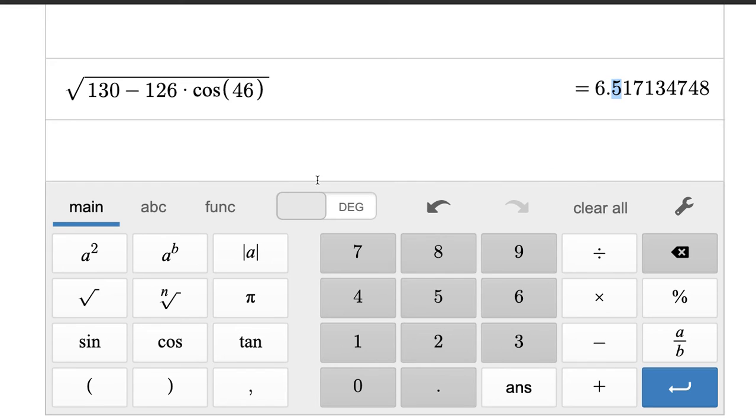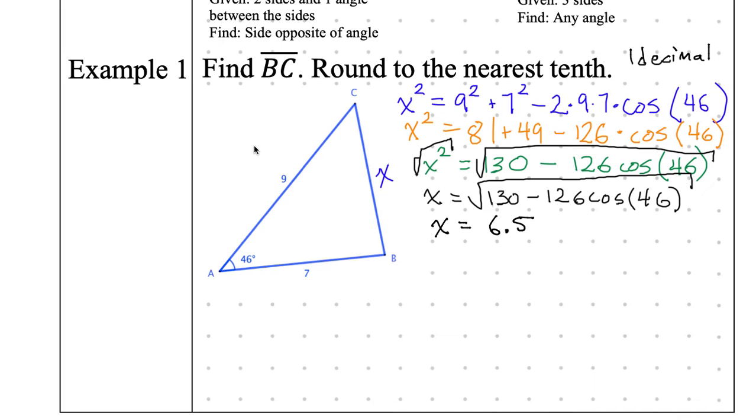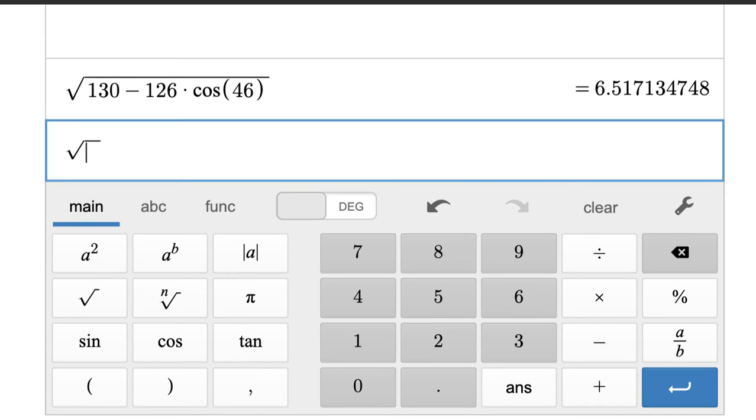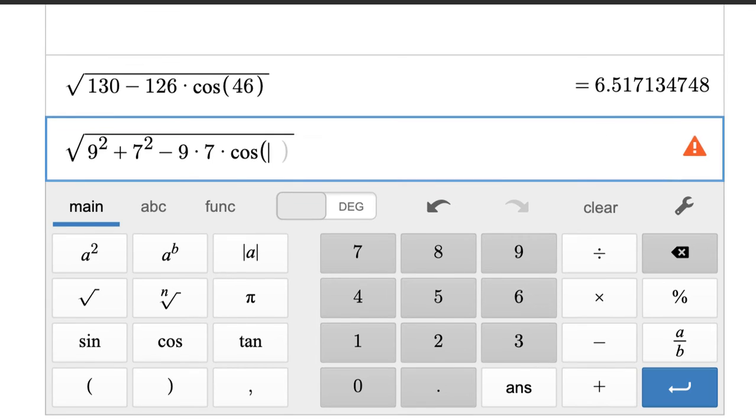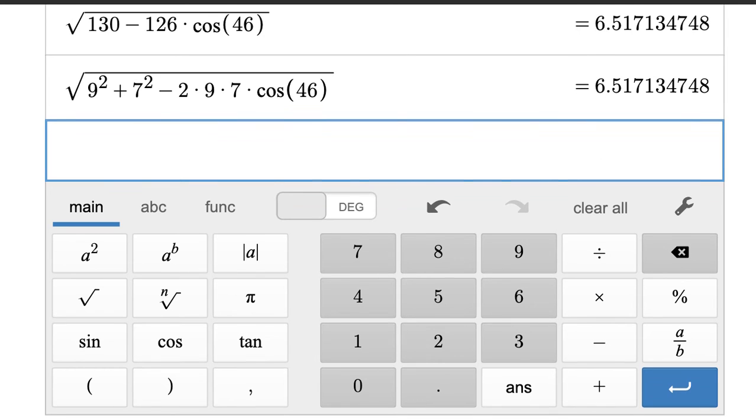I could have just done this. Square root of 9 squared plus 7 squared minus 9 times 7 times cosine of 46. 2 times 9 times 7. Yeah, there should be a 2 in there. Thank you. Teacher error. Log it. And I get the same exact answer. I could have done it from the very beginning.